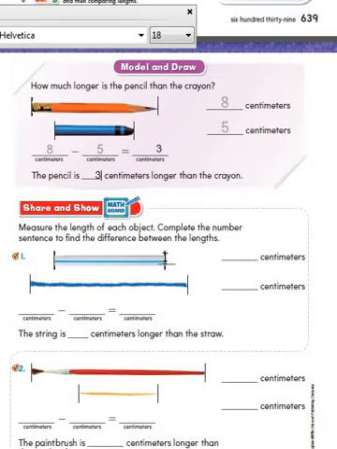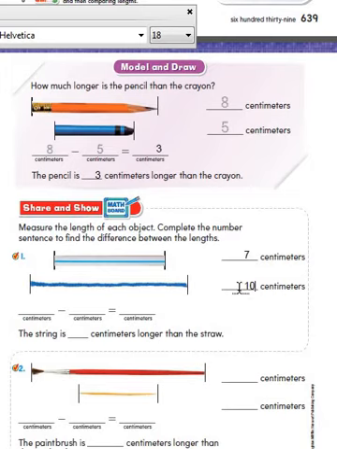Then we have to subtract to get the difference. You have to follow the steps to get an accurate measurement all the time. So we can get this one equals 7 centimeters, and the string will be equal to 10 centimeters. So the string is longer than the straw.